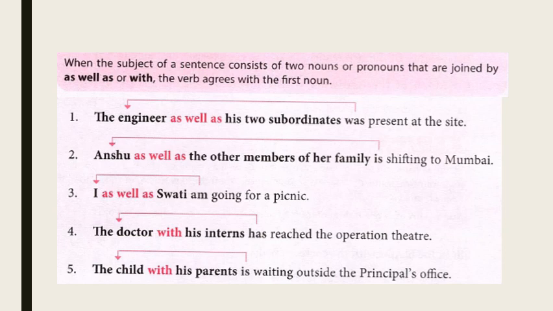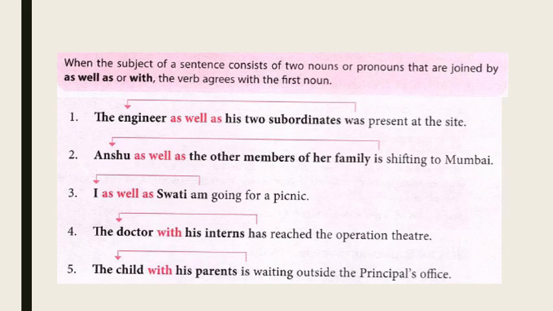Coming to the third example, I as well as Swati am going for a picnic. It is the same over here. I is singular and it agrees with the first noun. Since I is the first noun, we need to use the verb am. I am going for a picnic. The doctor with his interns. Doctor and interns are the two different nouns joined by with, and the verb has to agree with the first noun, that is doctor. So the doctor has reached the operation theatre. The child with his parents, the first noun is child, so the child is waiting outside the principal's office.